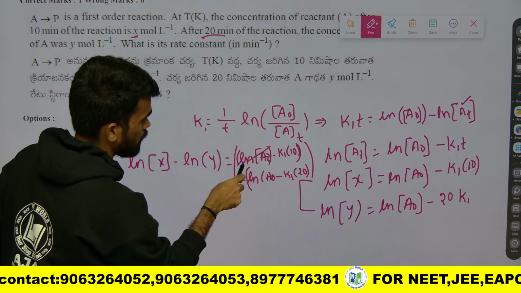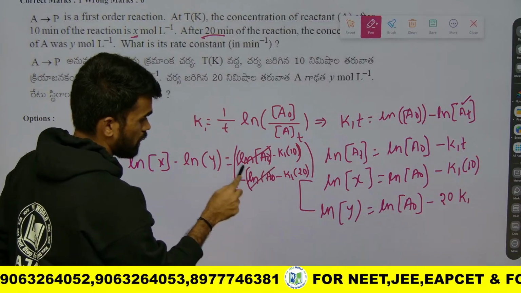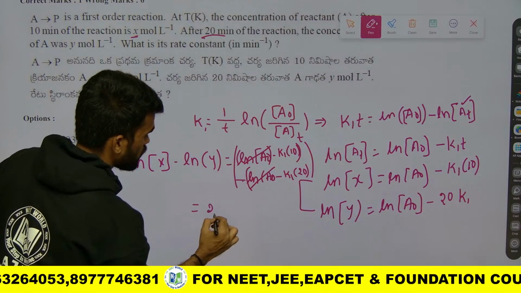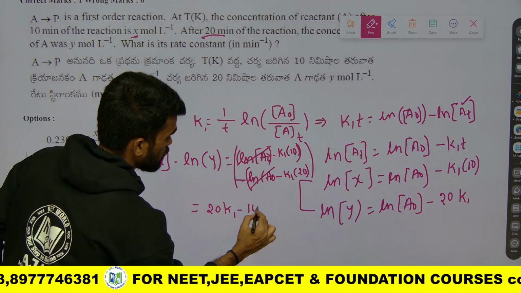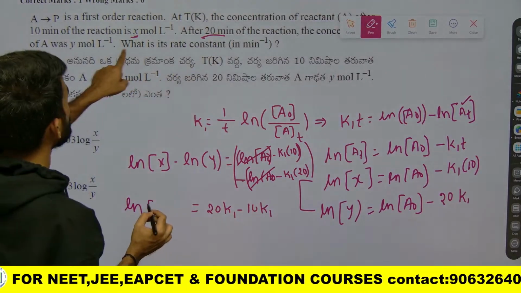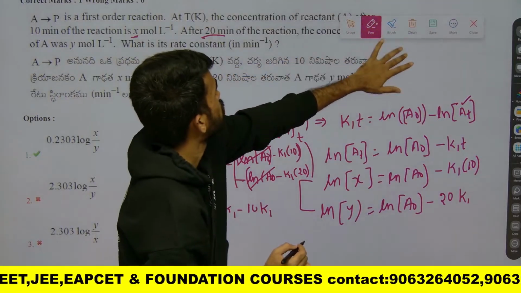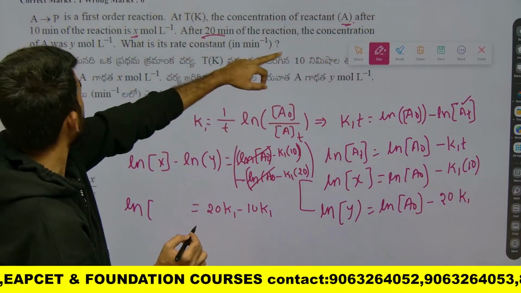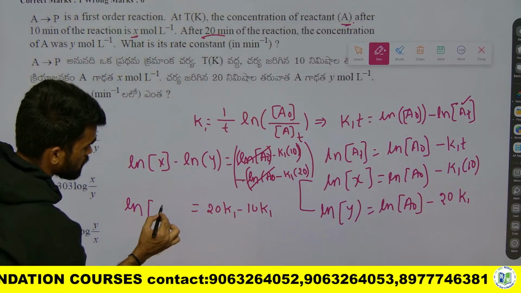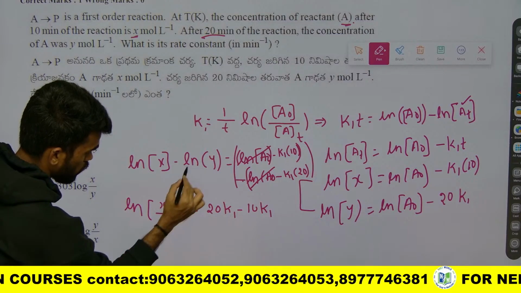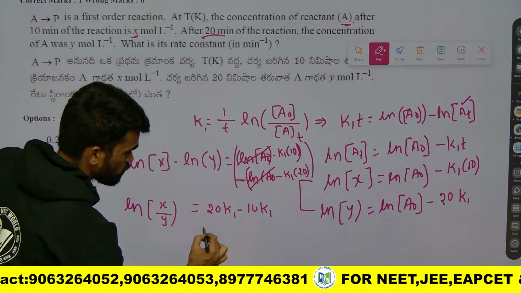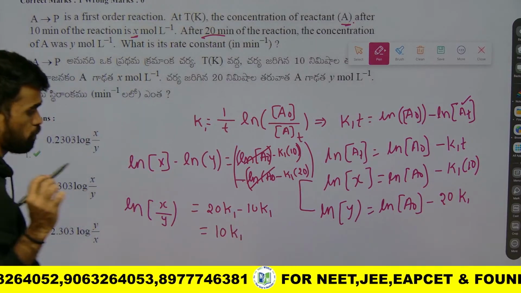See, this is ln of a naught, here minus ln a naught, that will be removed out. So what we will be having? Minus of minus plus. So 20 k1 minus 10 k1 we have this side, and here we have ln of x by y. They are asking for the rate constant, so the k value they require. So ln of x by y, this is 10 k1 we have. Hope it is clear up to here.